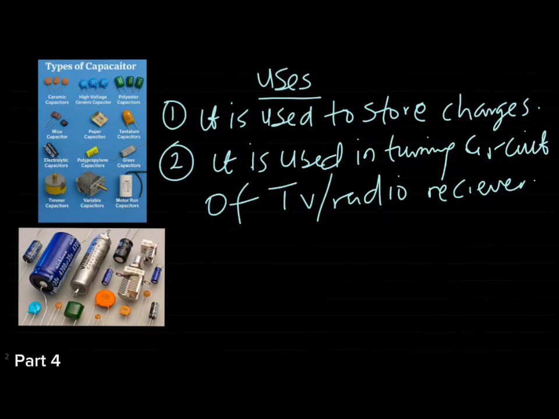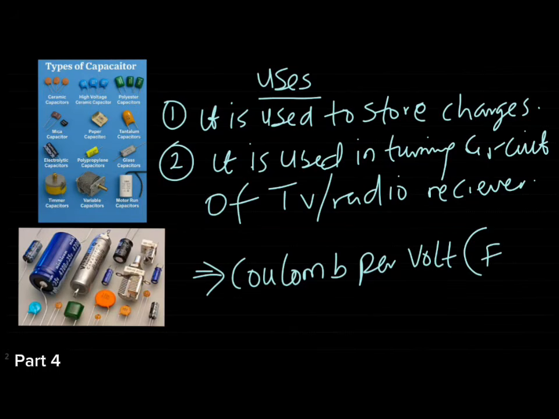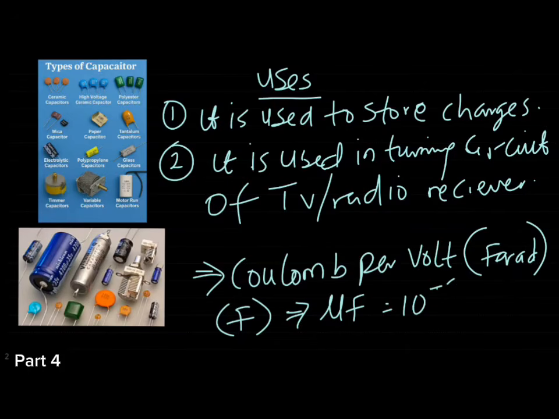Now, the next thing you need to know is that capacitance is measured in coulombs per volt, which is also called farad. It is denoted as F. Smaller units are the microfarad, which is equal to 10 raised to the power of minus 6 F, and the nanofarad, which is equal to 10 raised to the power of minus 9 F. So these are the units of capacitance of a capacitor, and these are the uses.